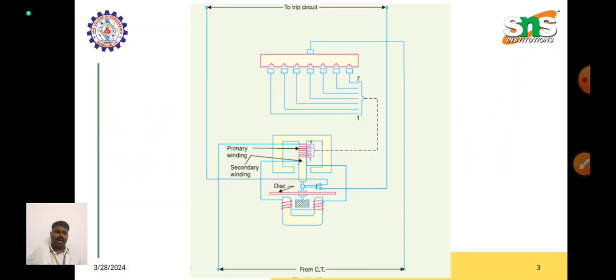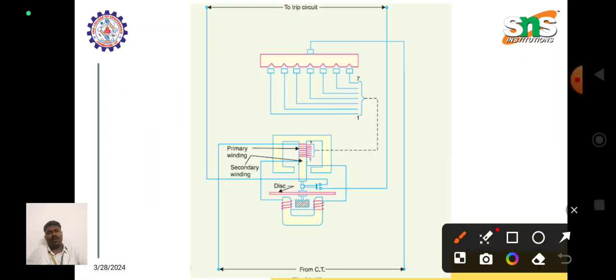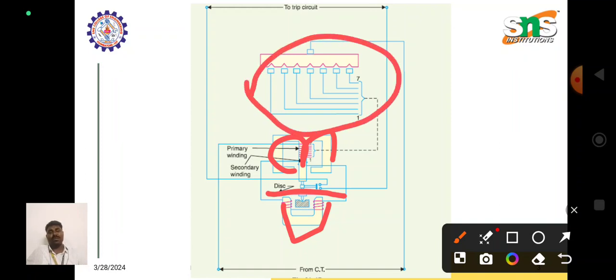This is the schematic diagram of the non-directional relay. In the previous class we saw the wattmetric type relay, and this is the same as the wattmetric type relay. Here it has two electromagnets, an upper electromagnet and a lower electromagnet, and between them there is an aluminum disc. This is the plug setting multiplier, which is used to adjust the current setting. We get the current from the secondary of the current transformer.